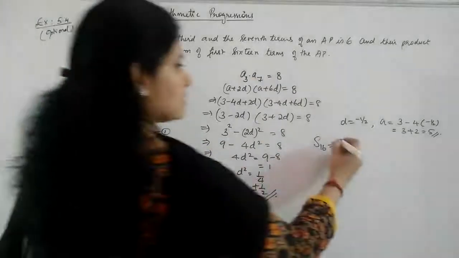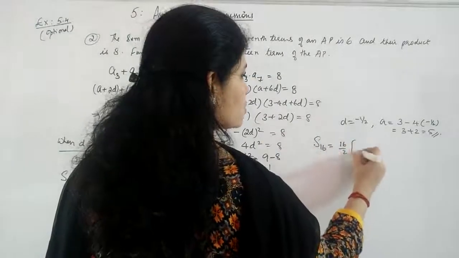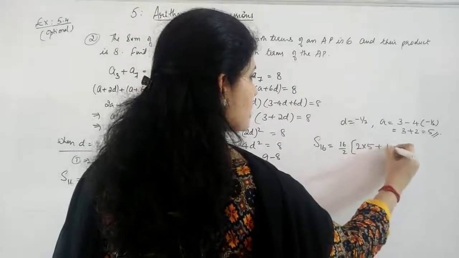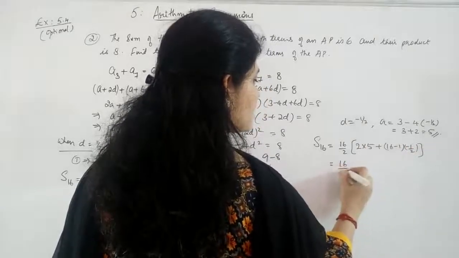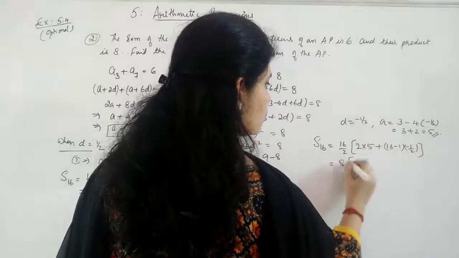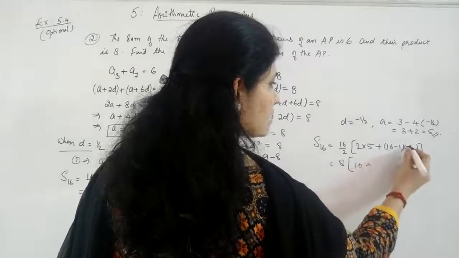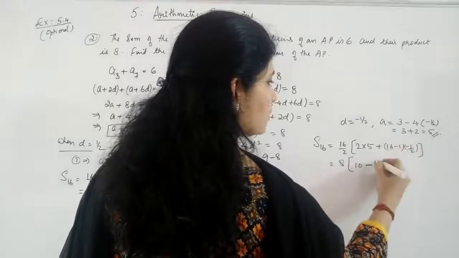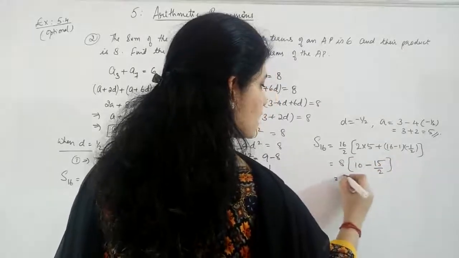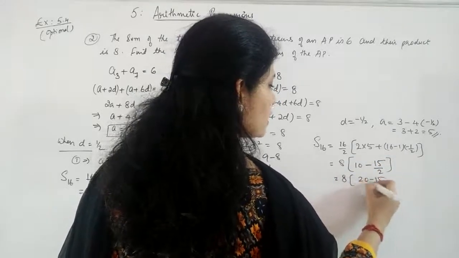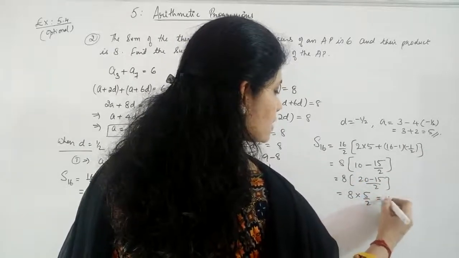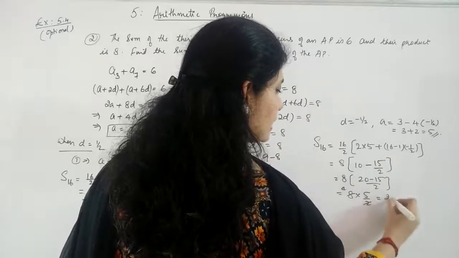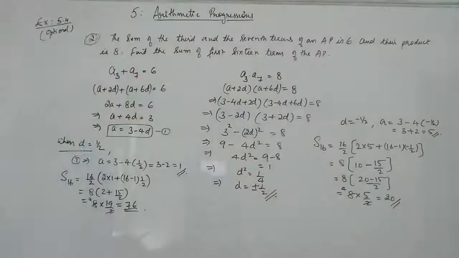So what is S16? It is again 16 by 2 into 2a, 2 into 5 plus n minus 1 into d, which is minus 1 by 2. So that it is 16 by 2, which is again 8 into 10. This will give you a negative sign here, and this is 15 by 2 again. So you are getting 8 into 20 minus 15 by 2, which is 8 into 5 by 2, which is 20. So your S16 is 20 when your d is minus 1 by 2 and a is 5.